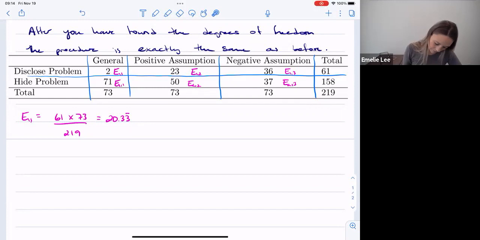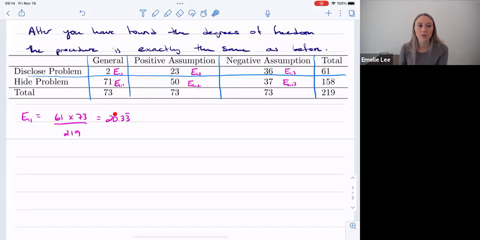Okay. So here we're expecting to see 20.33, but we only saw 2, right? So that gives us some idea that, okay, well, maybe there's not independence here. So I'm already leaning towards being able to reject H naught, right?